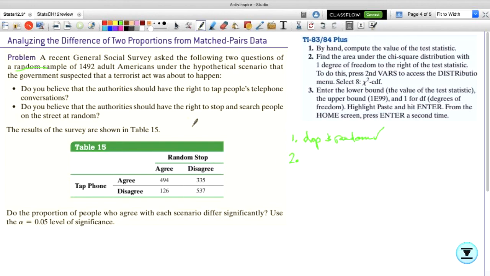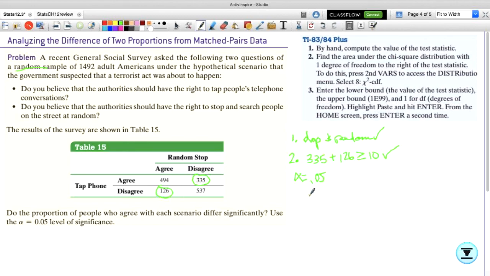Next, we have to look at our errors, which would mean that you agree with one but disagree with the other, and agree with one but disagree with the other. You need to add them together and make sure that that sum is greater than or equal to 10. And clearly that's like 400 and change, so that's definitely bigger than 10. No big deal. So we've done this. We know that our alpha is going to be 0.05.